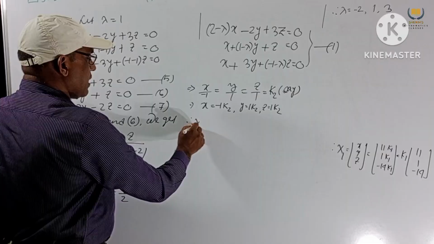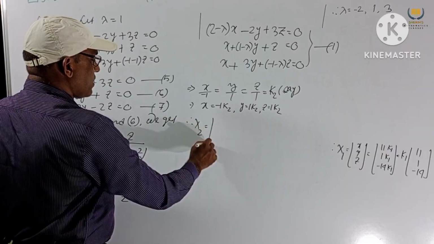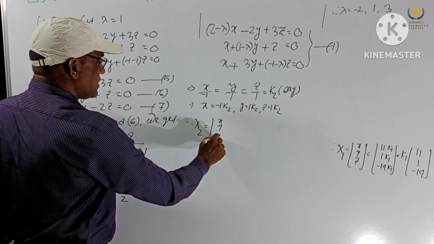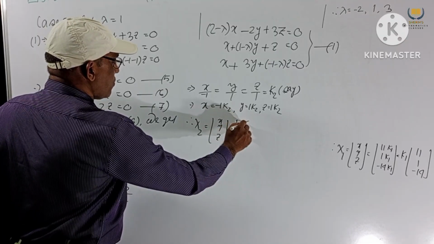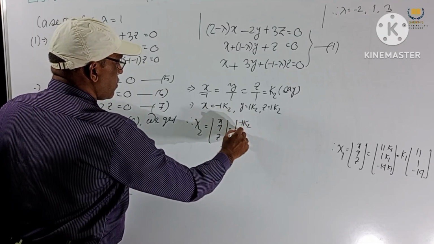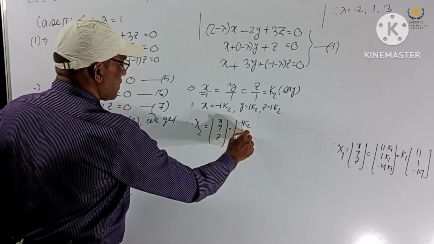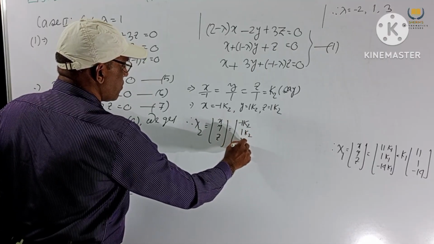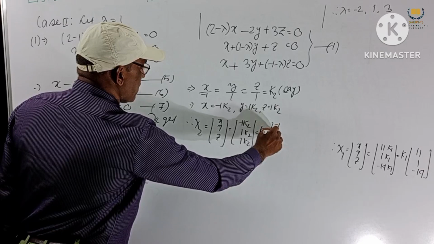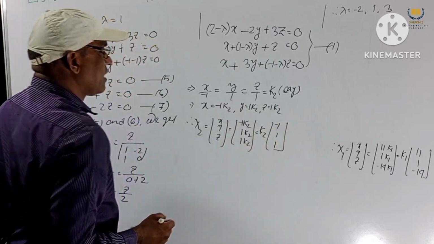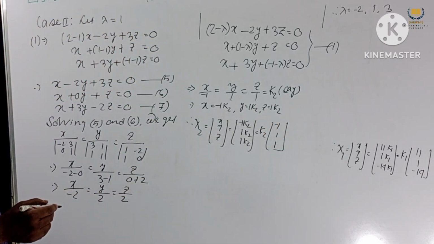Therefore, next eigenvector x2 equal to x, y, z, and this equals minus 1 k2, 1 k2, 1 k2. And taking k2 common, then we get minus 1, 1, 1. We get this is the eigenvector.